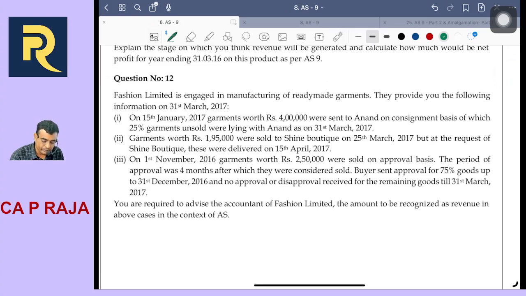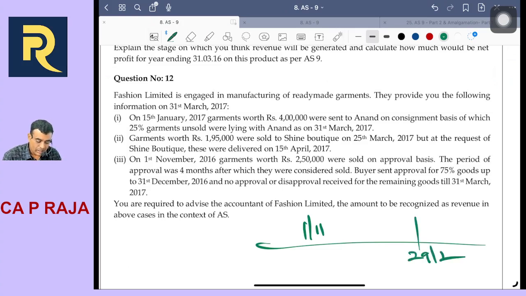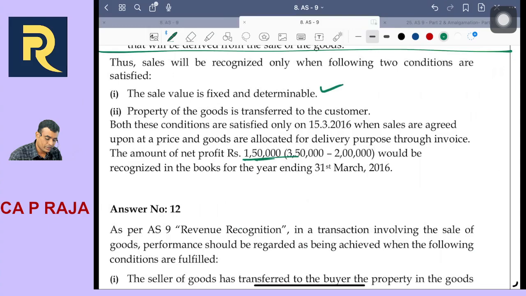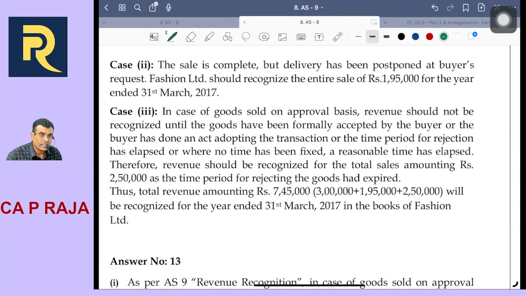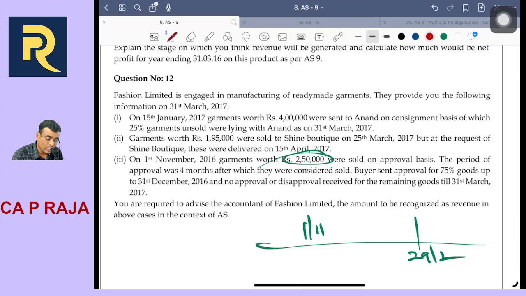என்னைக்கு ஆரம்பிச்சாங்க? 1st November. எவ்வளவு நாள் டைம்? நவம்பர், டிசம்பர், ஜனவரி, பிப்ரவரி. 29th February. இது உங்களுக்கே தெரியும். 75% கூட்ஸுக்கு வந்து அப்ரூவல் கிடைச்சிருச்சு. No approval, disapproval received on 31 March 2017. எவ்வளவு அமௌண்ட்? Entire 250 should be booked as a sale only, na? Of course, you know this answer and you can do this as a homework. You know the answer, right? We discussed also. Ensure that all the homework questions you can answer, இருக்குங்கிறத ensure பண்ணிக்கோங்க.